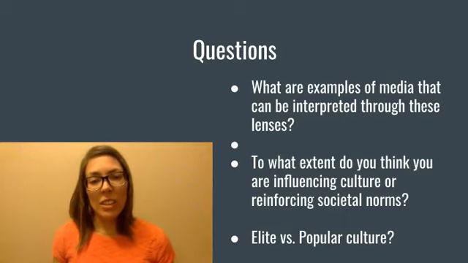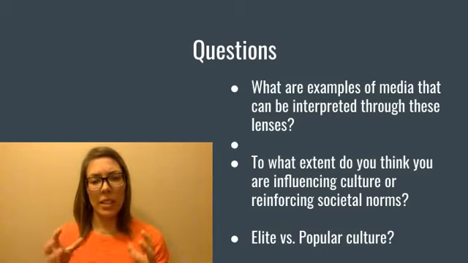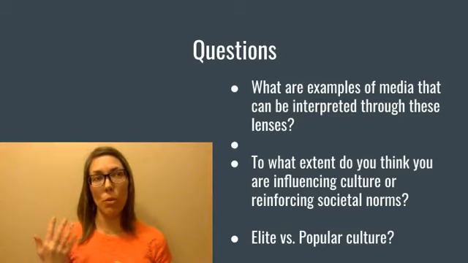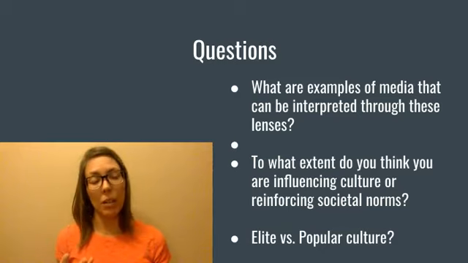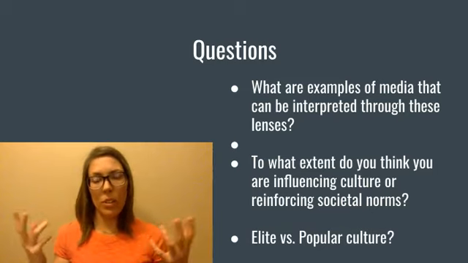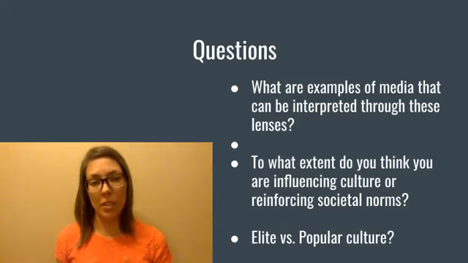So a lot of ground covered, and some questions that you might want to think about as you're reading or as you're preparing your homework this week. What are the examples of media that can be interpreted through these different lenses? Or how could you take one media example, one text, and examine it through both a Marxist and a neo-Marxist lens, or apply a political theory lens? You could start playing with that, taking one artifact or one concept and examining it through multiple lenses, multiple theories.